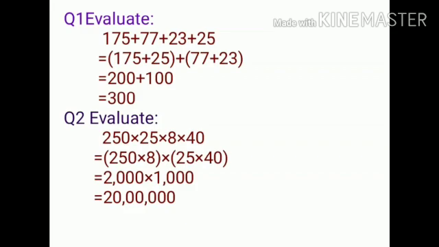And the second pair we have taken is 25 and 40. The product of 25 and 40 is 1000. When we multiply 2000 and 1000, the result will be 20 lakh. Students, to make our calculations easier, we have to find the numbers whose result is a multiple of 10. If we take the numbers given in question number 2 like 250 and 25, if we multiply these two numbers, the result will not be a multiple of 10.